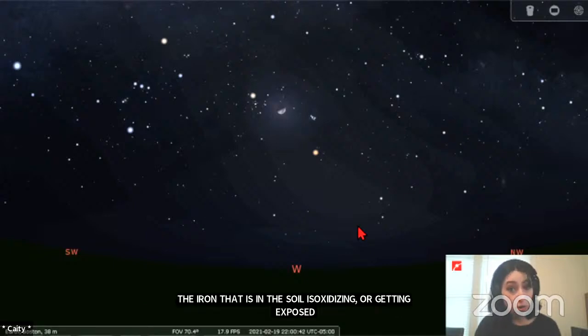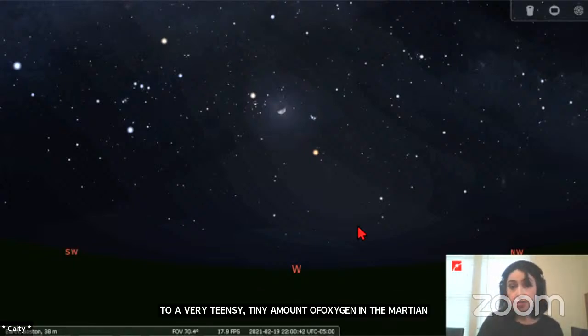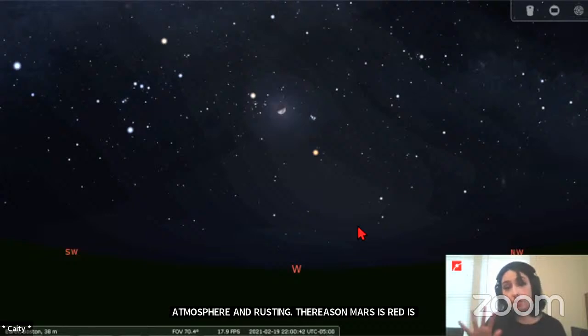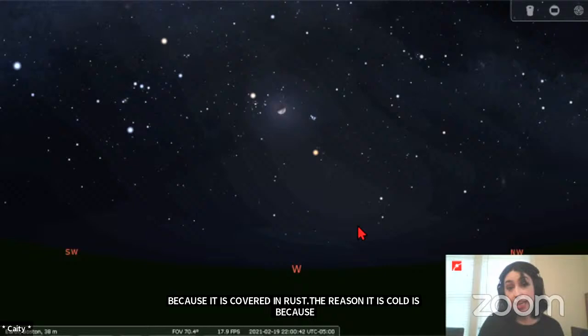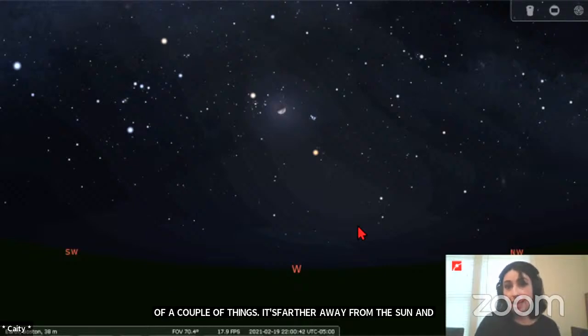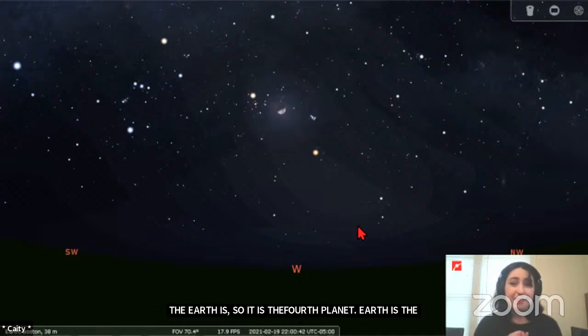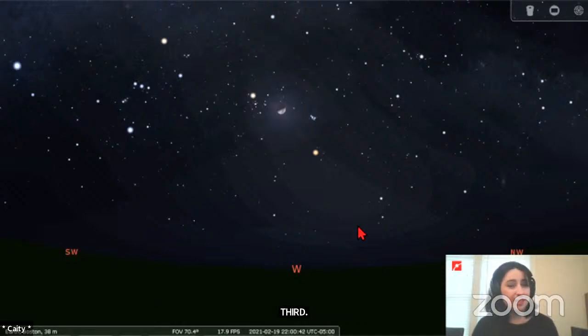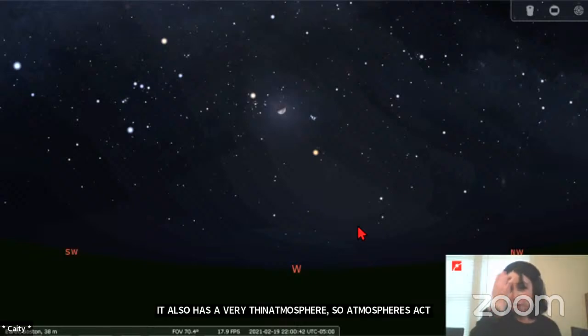And the reason it's cold is because of a couple of different things. It's farther away from the sun than the Earth is. So it's the fourth planet, Earth is the third. And then also it has a very thin atmosphere. So atmospheres act like blankets, they trap in heat. Mars has a very thin blanket. It would be like using a sheet at night when you're going to sleep in the winter, trying to stay warm. It wouldn't do a very good job. And so Mars is also cold because of that reason.